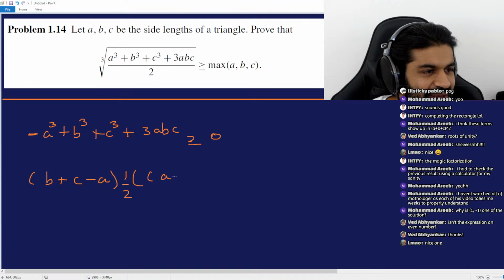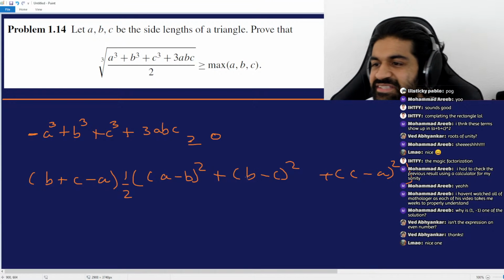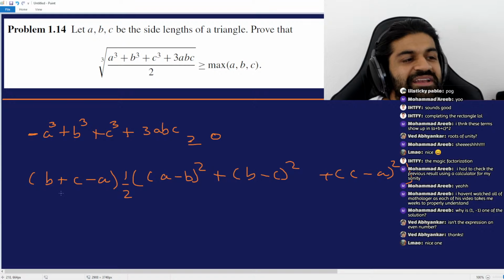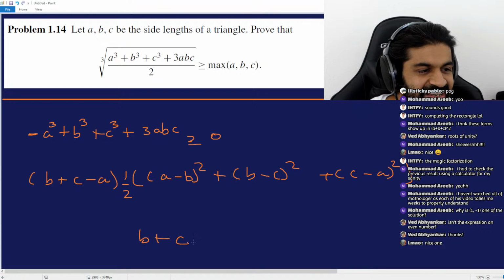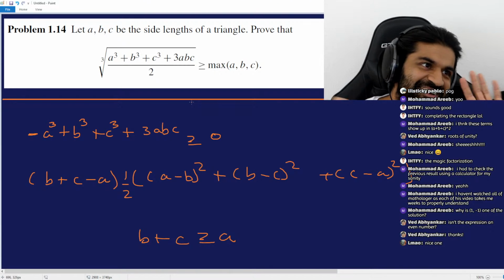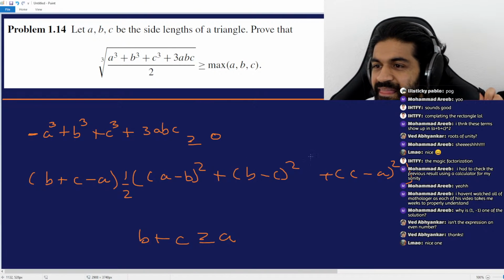So this is 1/2 times (a minus b) squared plus (b minus c) squared plus (c minus a) squared. So this is just the sum of squares of real numbers. All you need to show is that b plus c is greater than or equal to a, which is just the fact that the sum of two sides of a triangle is greater than or equal to the third side. So that's how you do this one, using the magic factorization. That was fun. Let me know if there are any questions about that.